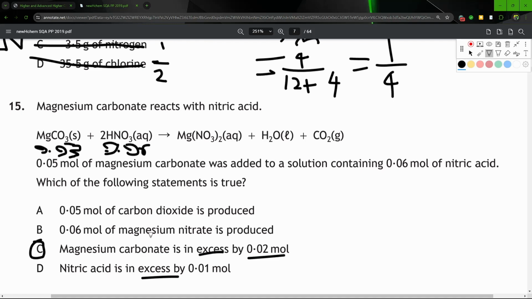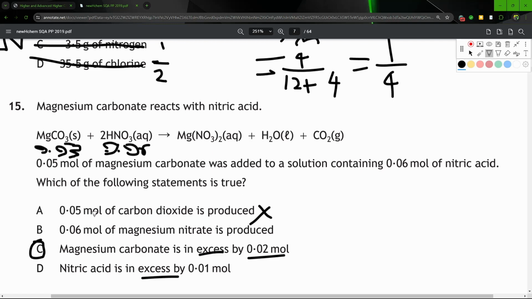So let's make sure we're right by going through the other statements, seeing if they're right or not. So we know that we're only going to react 0.03 of this magnesium carbonate, which means 0.05 moles of carbon dioxide is not going to be produced, because 1 mole in this reaction is only 0.03, which means there will be 0.03 moles of carbon dioxide produced. Similar thing will be going for magnesium nitrate. There will only be 0.03 of the stuff, because it's not.